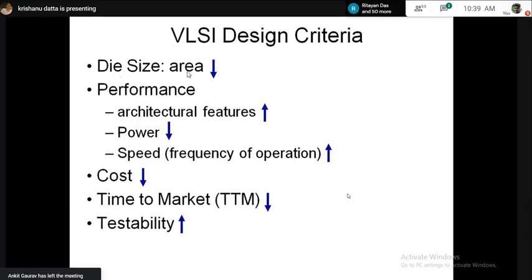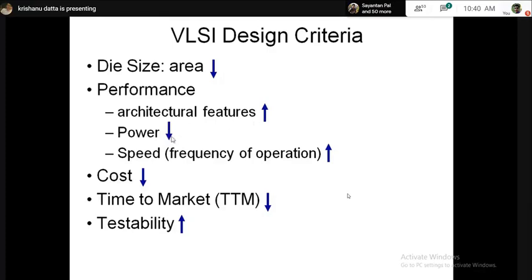For example, you start with the die size, right? Die size means the silicon area. Whatever module you make, you have to fit in with minimum silicon area. Then comes the performance. There are three types of performance. First is architectural feature. It is always upward, right? With more advanced technology, with more transistors, you can put more architectural feature.